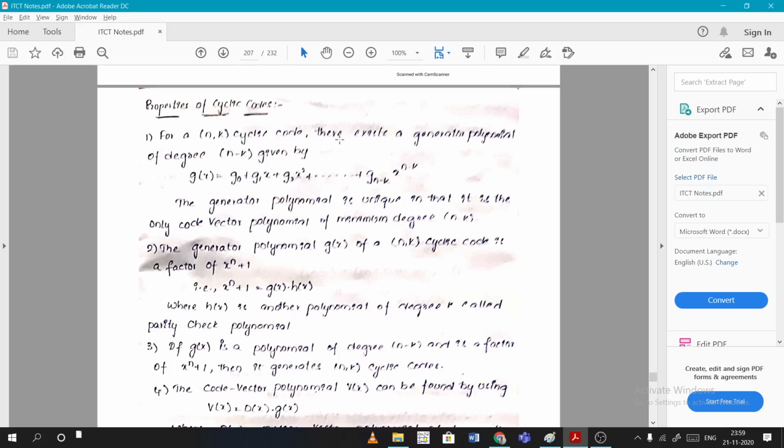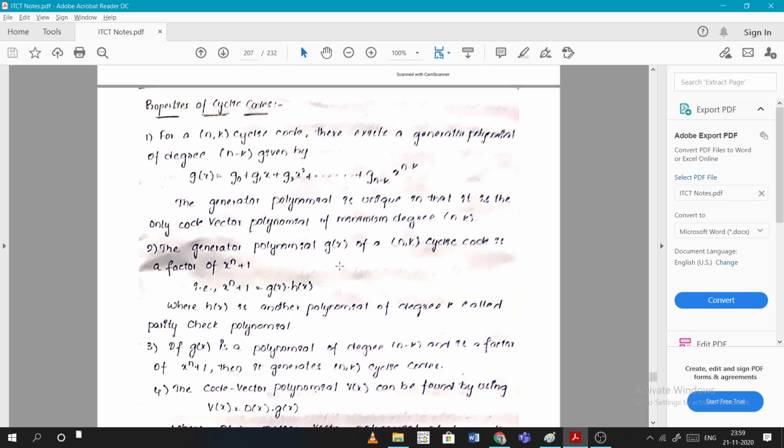So this polynomial can be written for (n, k) as g0 + g1 into x + g2 into x² + so on up to g(n-k) x^(n-k). Okay, this is a generator polynomial. Now this is the first property.